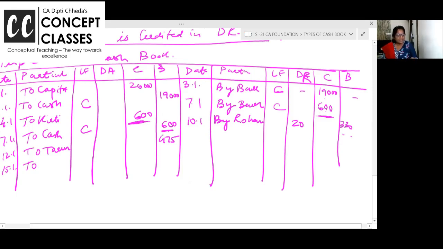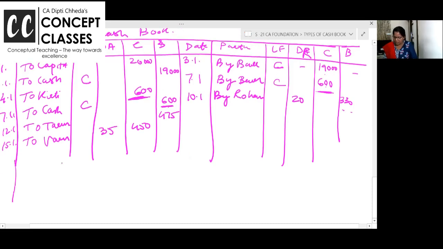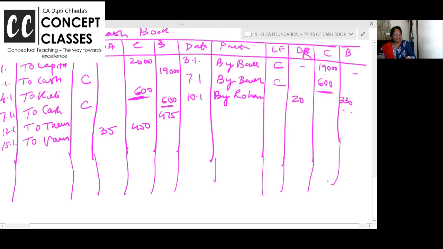So same for this. On 15th of January, we have received the check from Varun, 450. You record it in the cash account, and 35 rupees we have allowed as discount to Varun. Why am I recording it in the cash account? Until now, I have not deposited it in the bank.